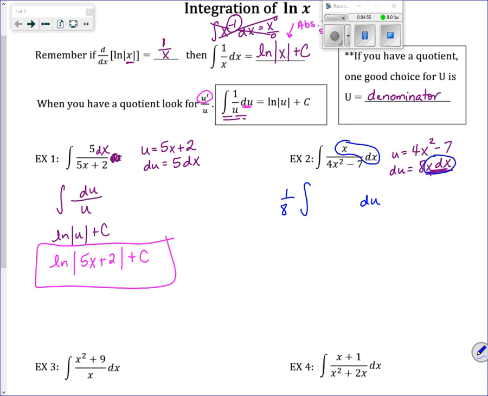And then what do I have? I have 1 over, well, 4x squared minus 7 is u. So I have 1 over u du. That integrates to 1/8 ln absolute value of u plus c. Now let's pop that u back in there.